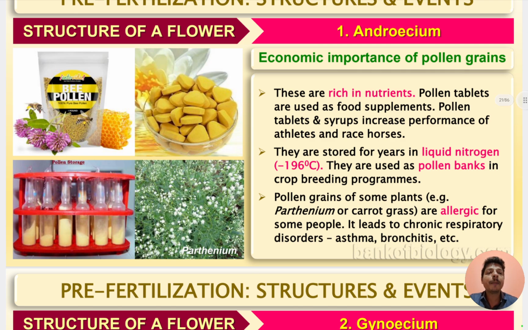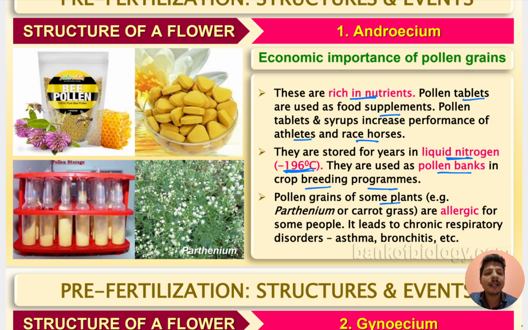Coming to the economic importance of pollen grain, what is given here? Pollen grains are rich in nutrients. Pollen tablets are used for food supplements. Pollen tablets and syrups increase the performance of athletes and racehorses. They are stored for years in liquid nitrogen at minus 196 degrees Celsius. They are used as a pollen bank in crop breeding programs.